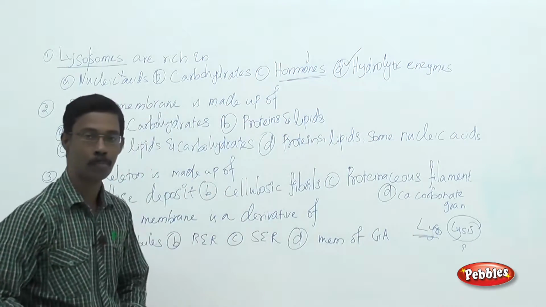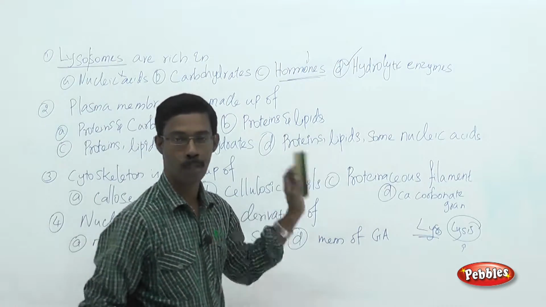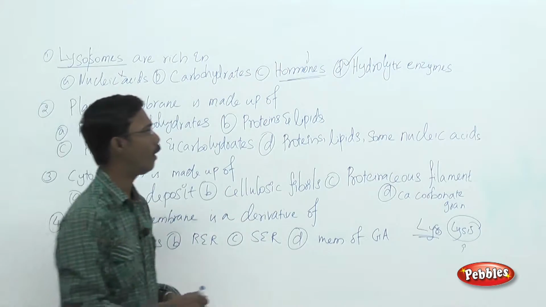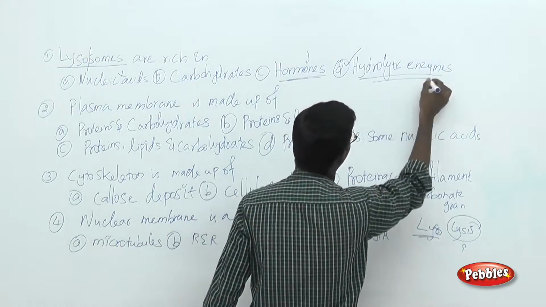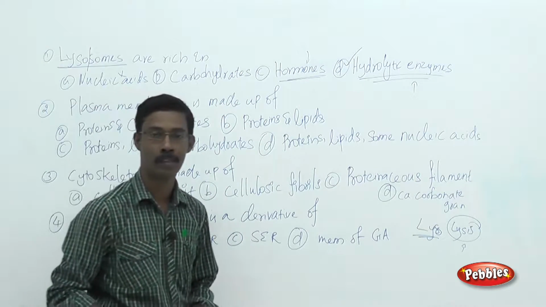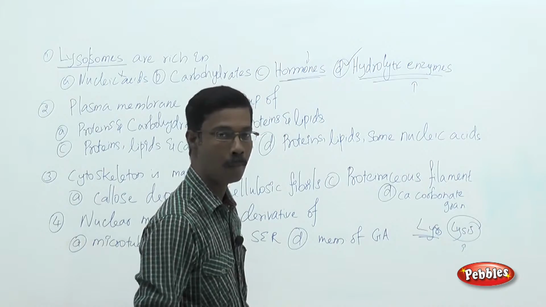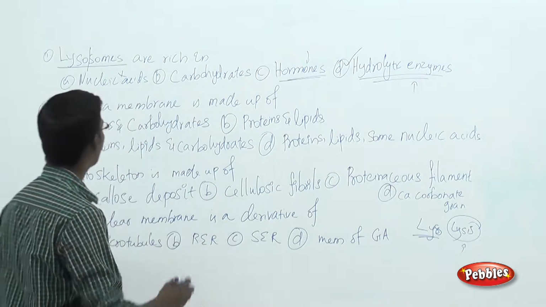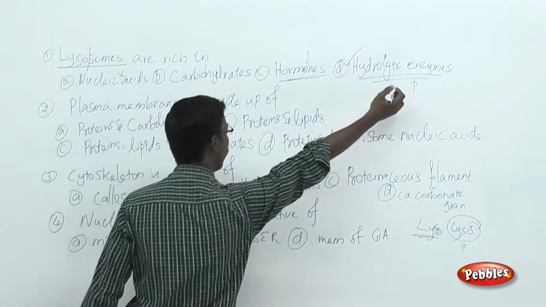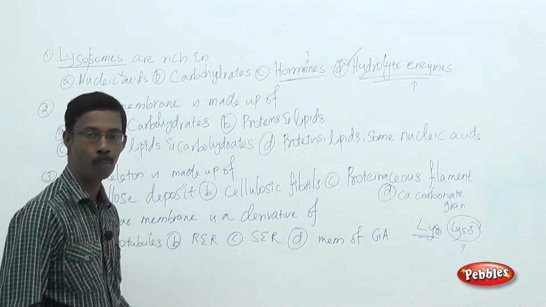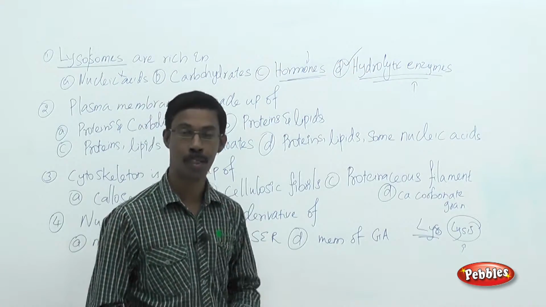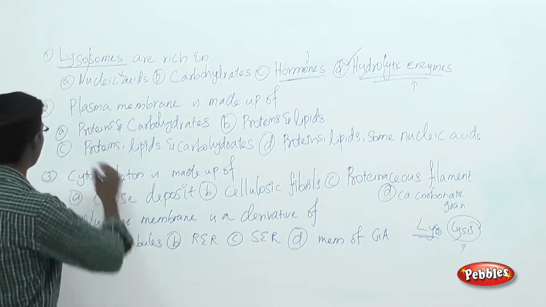So what enzymes may be present within the lysosomes? The proteases, lipases, carbohydrases, and nucleases. All the hydrolytic enzymes are part of the lysosomes, which participate in the degradation of foreign materials and foreign particles. So the answer for the first question is that lysosomes are rich in hydrolytic enzymes, and this is how you have to select the answers. First eliminate the wrong choices, then choose the correct answer from the remaining choices.